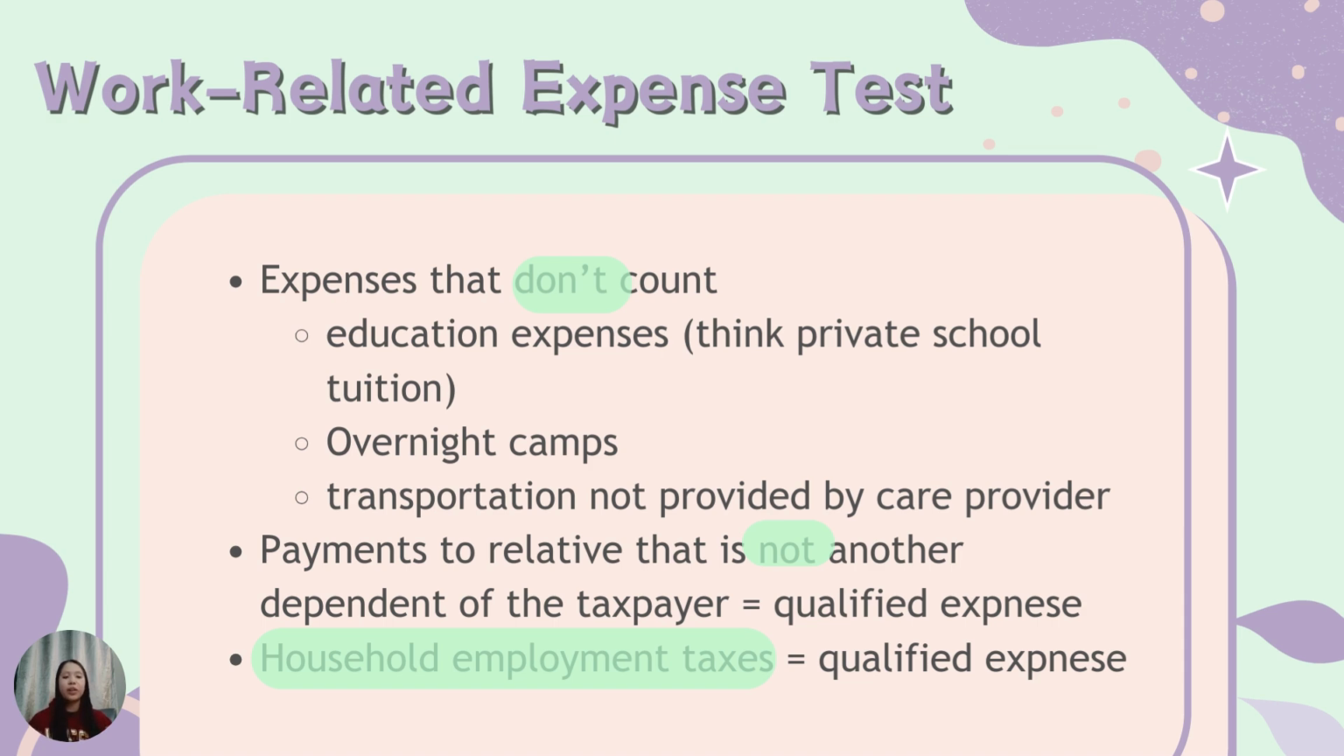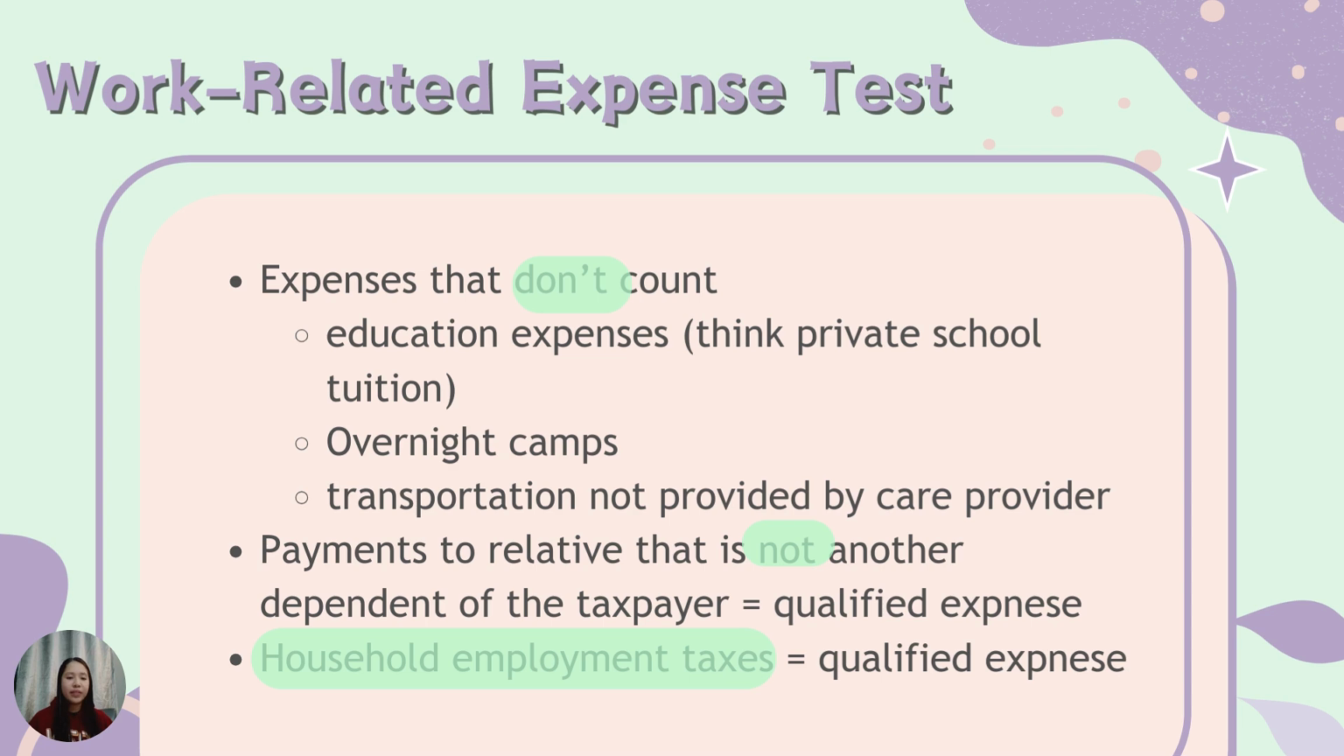If you're putting your child in private school, it doesn't count as a work-related expense while you go to work. If you put your child in an overnight camp and you pay for that, it's not counted as a work-related expense. Neither is transportation that's not provided by the care provider. So if you're trying to claim the credit for expenses like gas money as you're driving your kid to daycare, that also doesn't count. Okay.